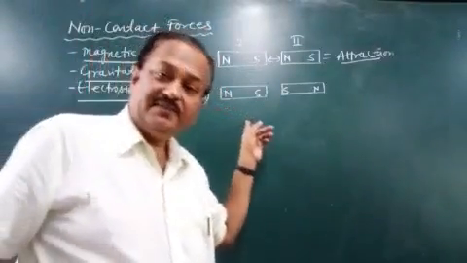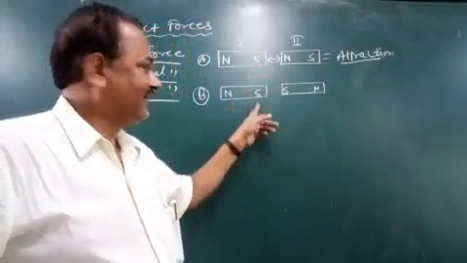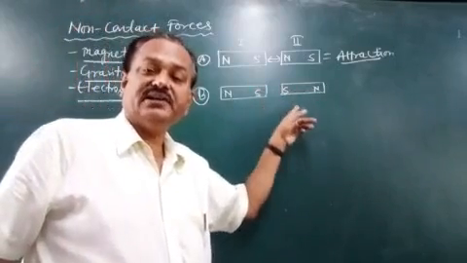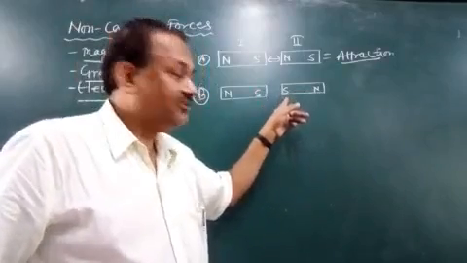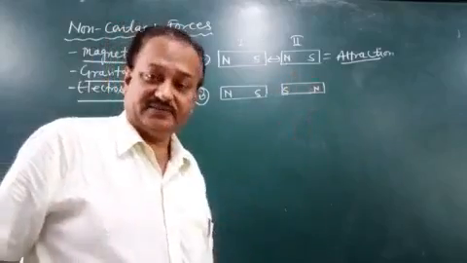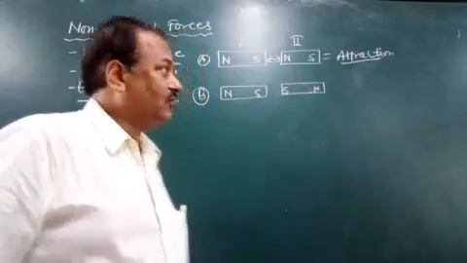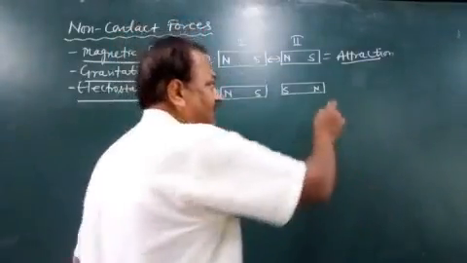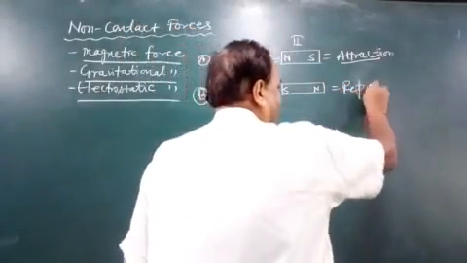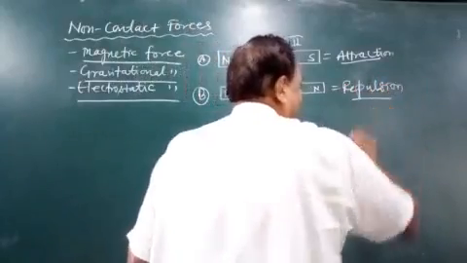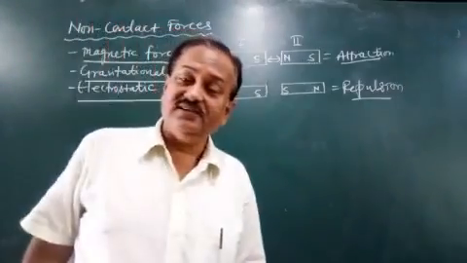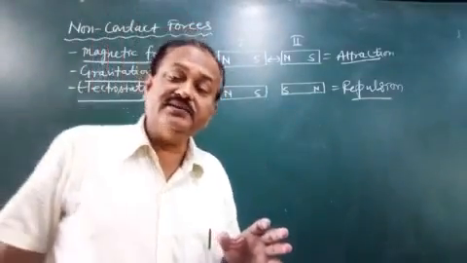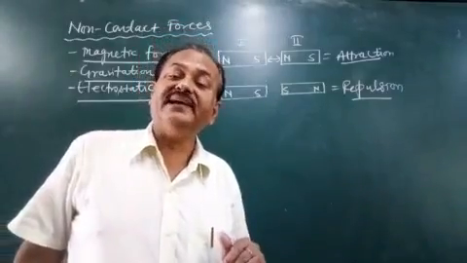In case B, the first magnet is just as it is. But in the second case, the south of the first is in close relation with the south of the second. We have to keep it like this. What will happen? Similar poles cause repulsion. They will repel each other. So similar poles repel each other. So these magnetic forces are found in those substances which are magnetic in nature.